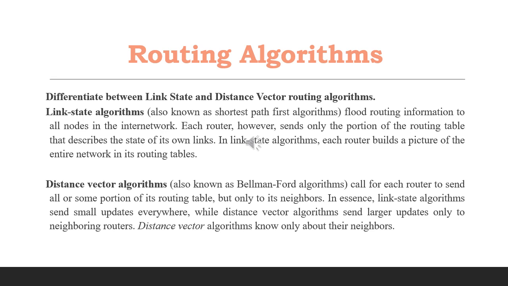Then we have distance vector algorithms, also known as Bellman-Ford. They call for each router to send all or some portion of its routing table, but only to its neighbors. In essence, link state algorithms send small updates everywhere, while distance vector algorithms send larger updates only to the neighboring routers. Distance vector algorithms know only about their neighbors.